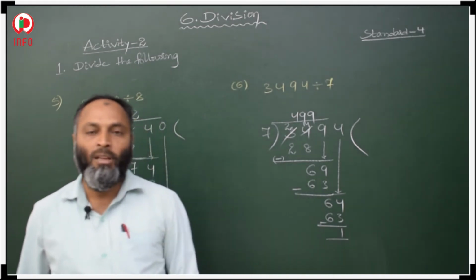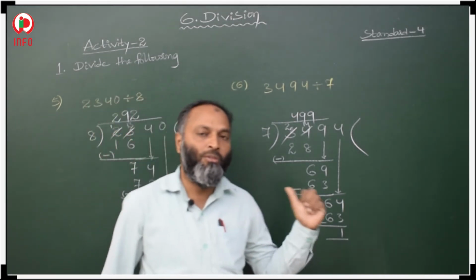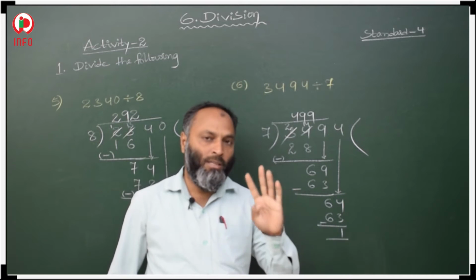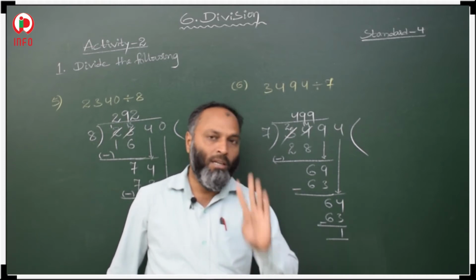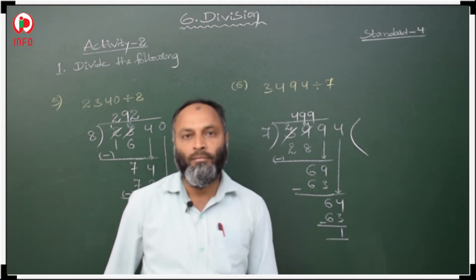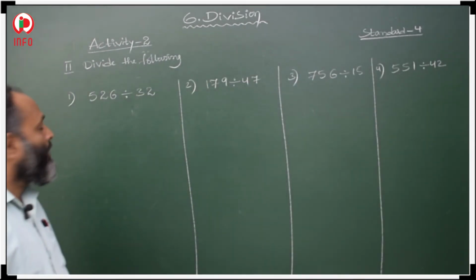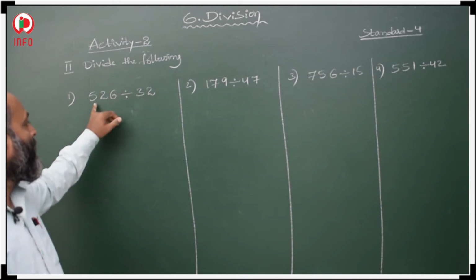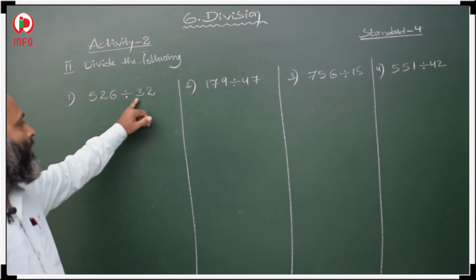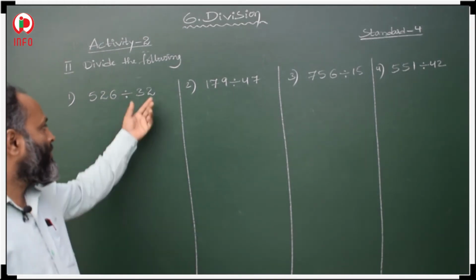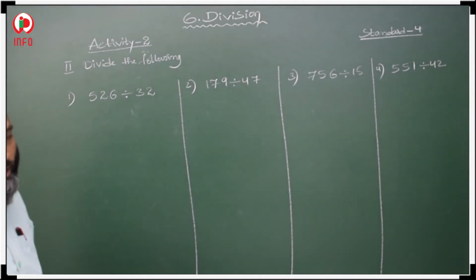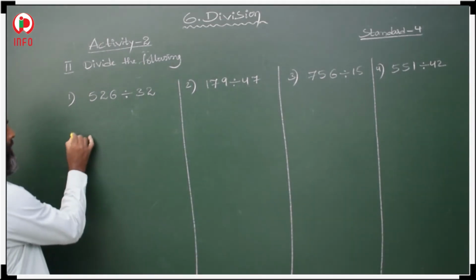Okay. In this, 4 more sums were there similar, so those 4 sums you do as your home assignment. Okay. Next students, here divide the following, 526 divided by 32. Now, it is a bigger table, then how to divide when a bigger table is given?